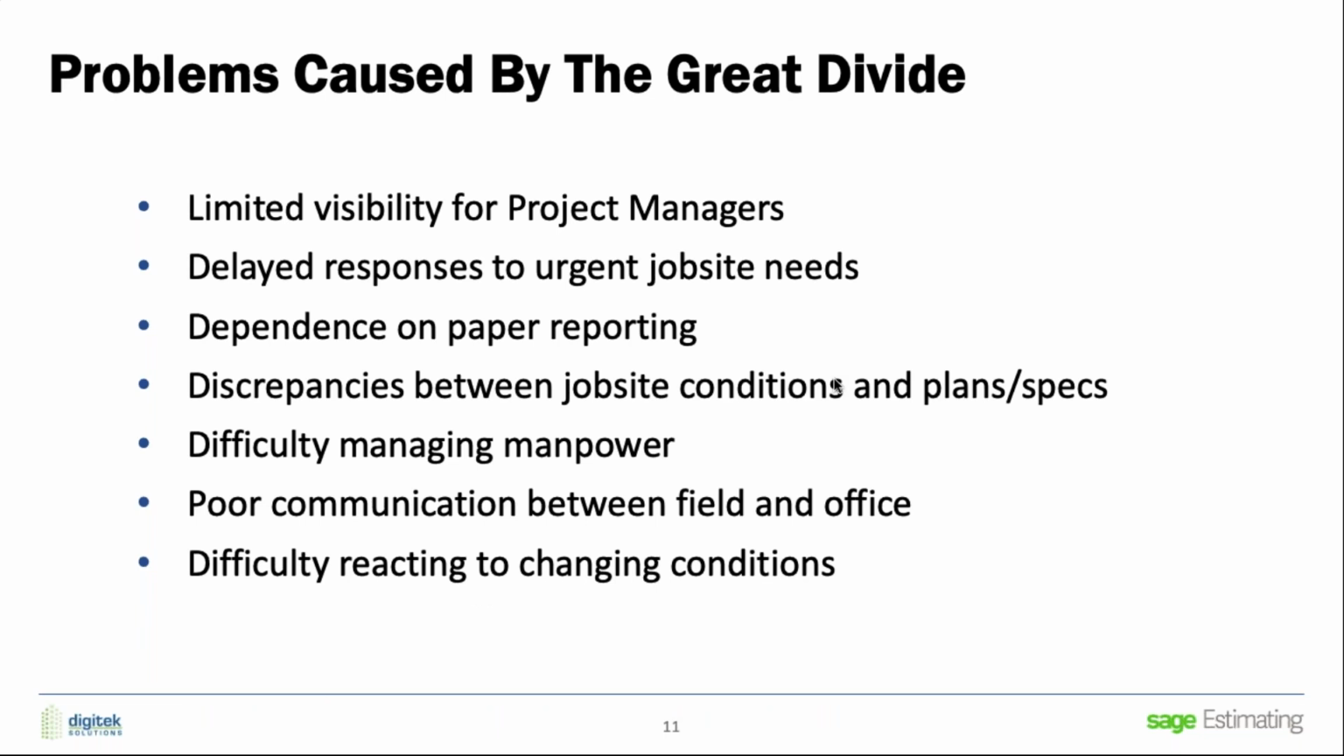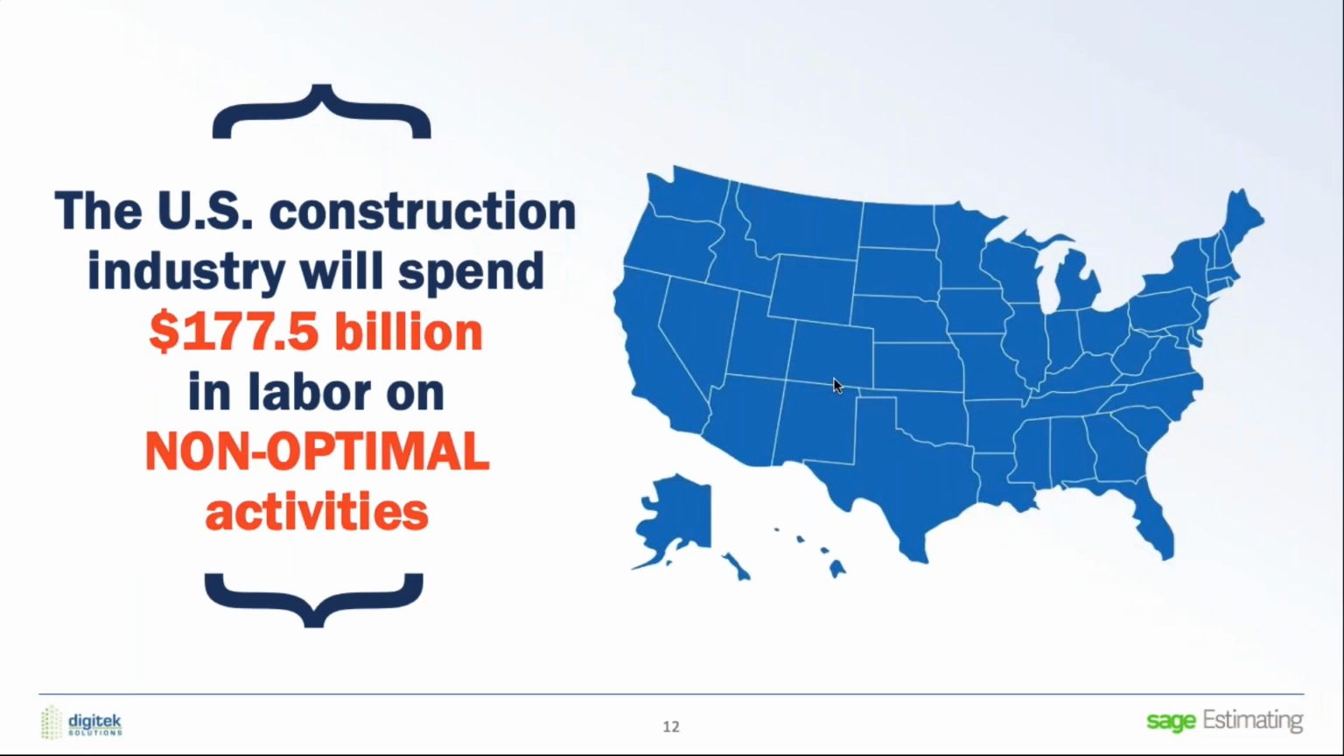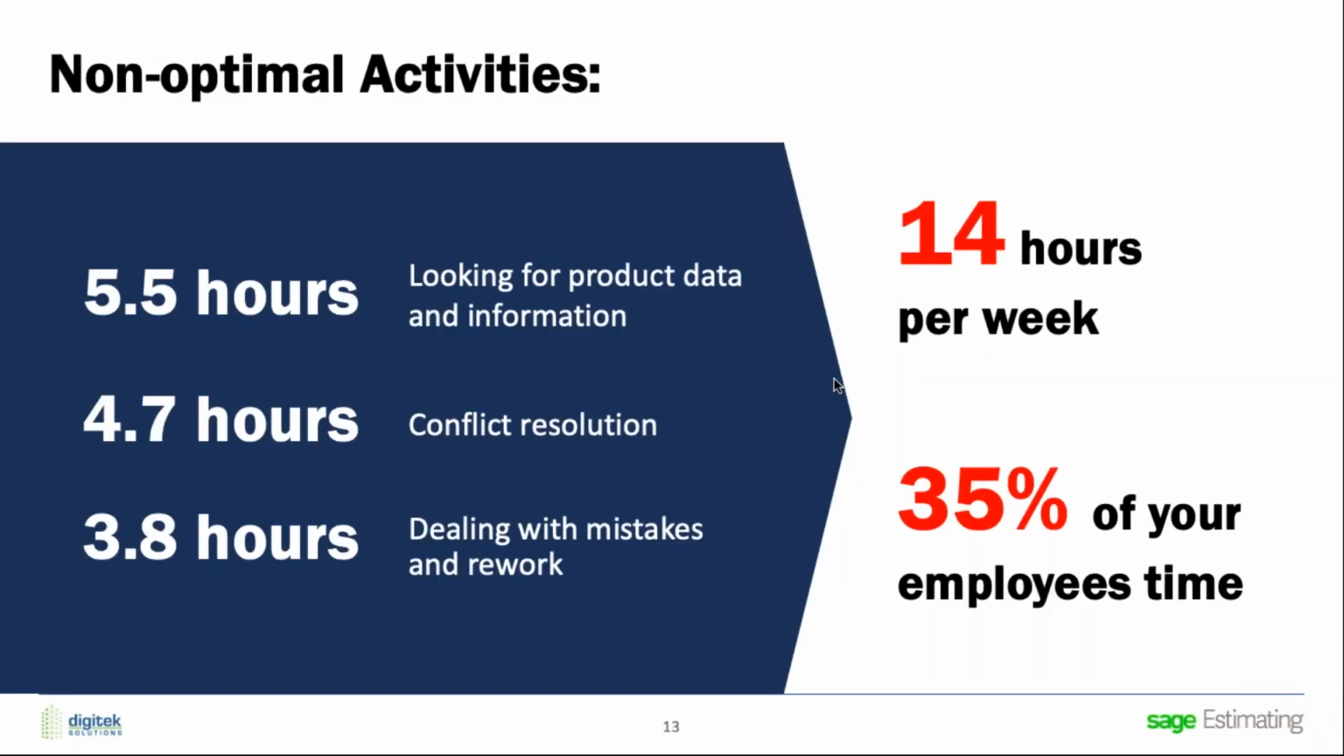Now, I want to share this statistic, and I think it's interesting. This was from 2 years ago. There is a $177.5 billion loss because we're spending labor on non-optimal activities. And what I mean by that is, it's these type of activities.